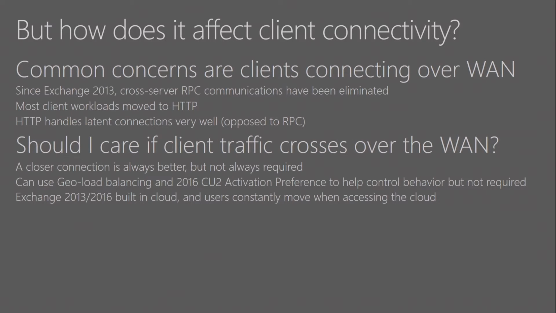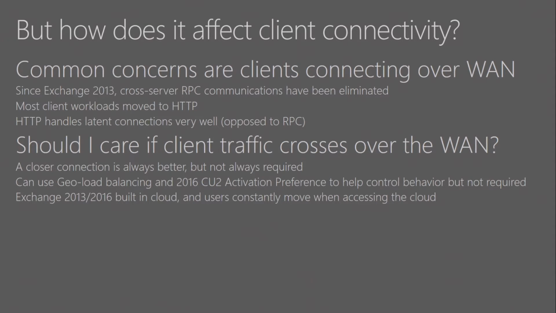So how does it affect client connectivity? Before Exchange 2013, there was a lot of cross-server RPC traffic. And this is a change I think got overlooked somehow, because to me this is one of the biggest changes in the product with 2013. We got rid of almost all RPC communications between servers. And RPC was not very good at latent connections. It wasn't good at handling latency, and wasn't good at handling cross-site or cross-network traffic. Outlook clients are all HTTP now, Outlook Anywhere or MAPI over HTTP. And HTTP was meant for an internet or WAN workload.